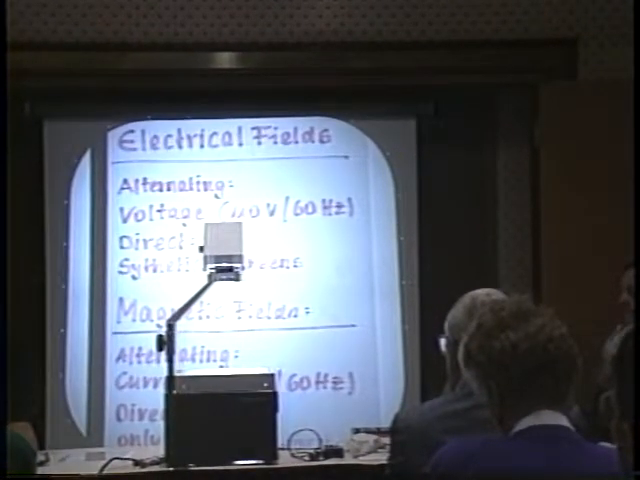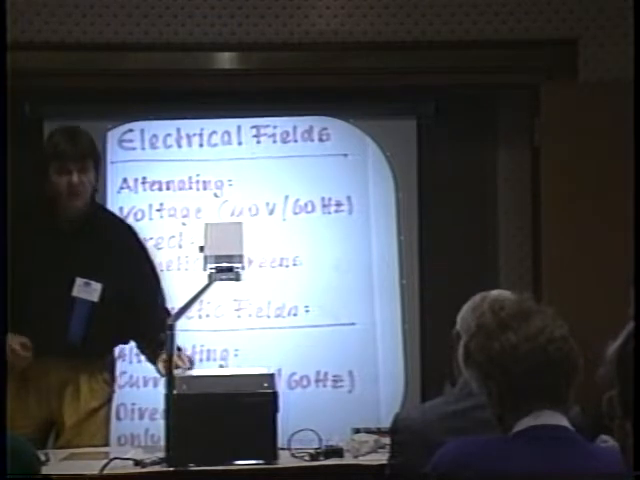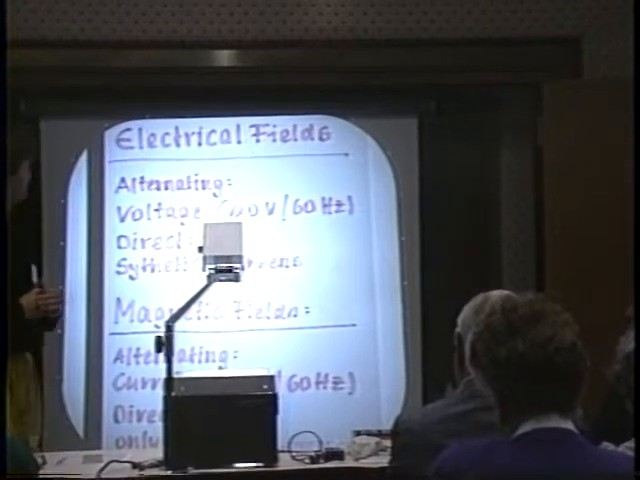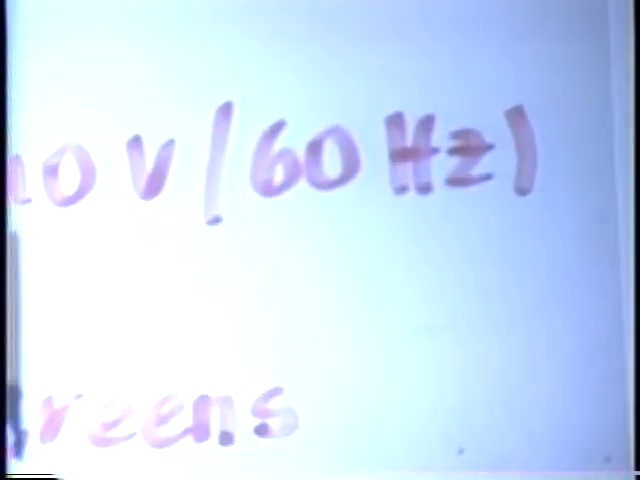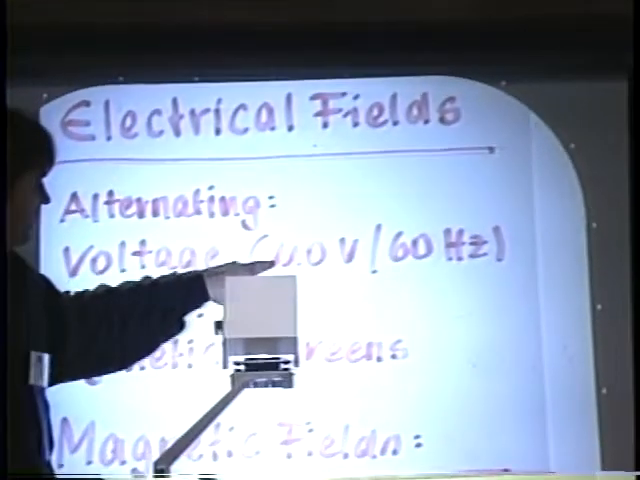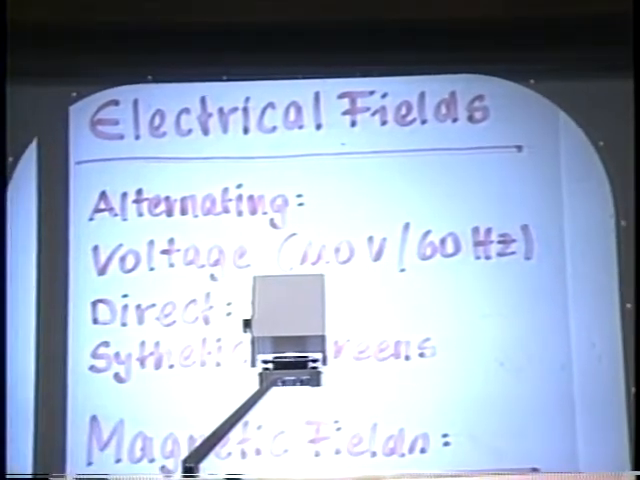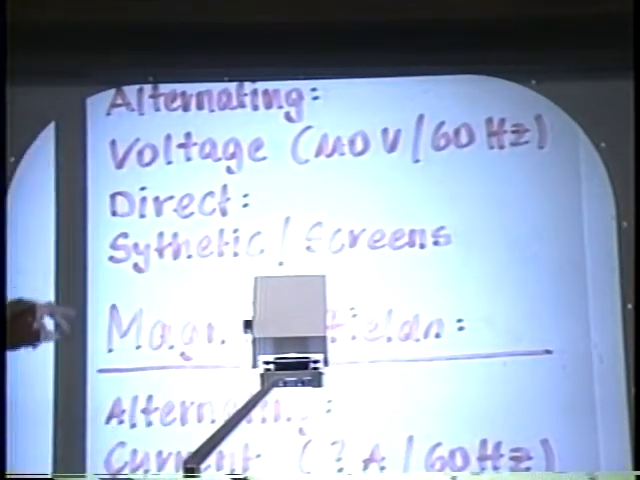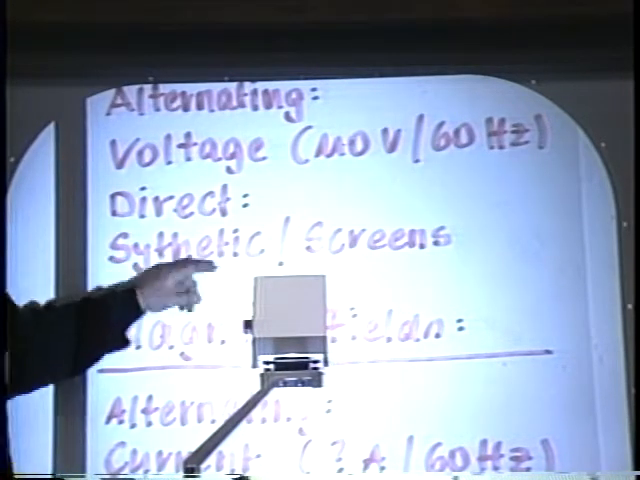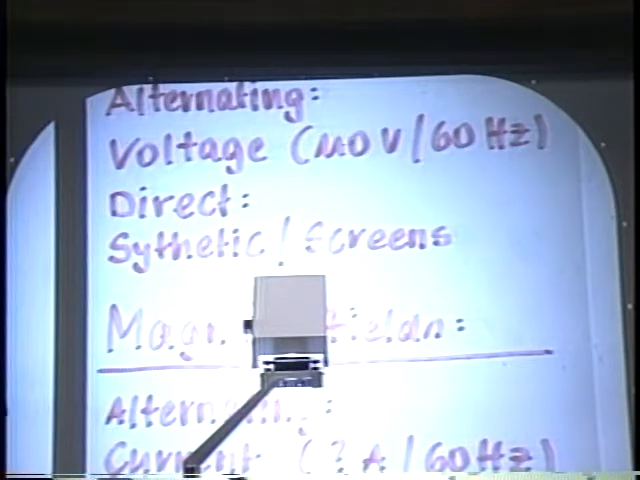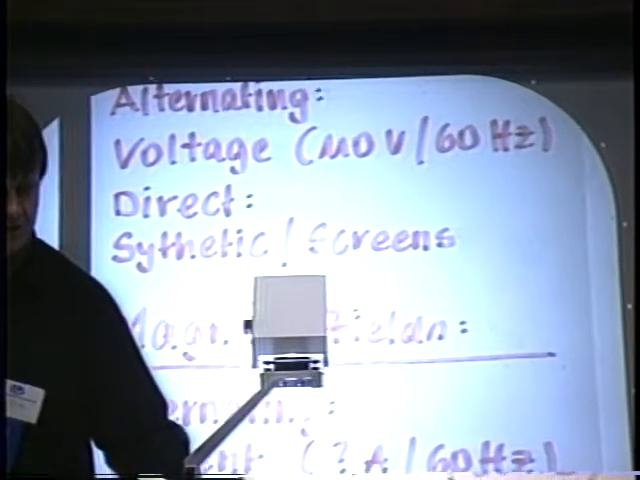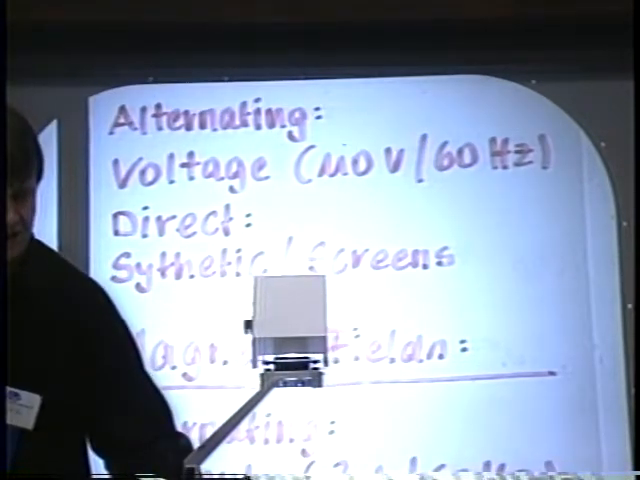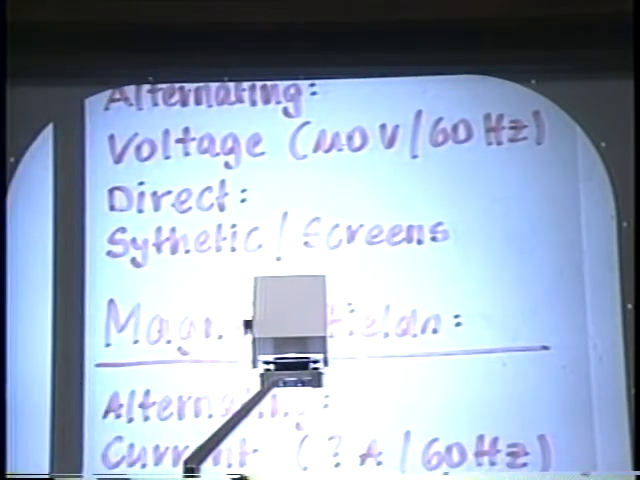The electrical fields. First there are, like you heard in the lecture, the alternating electrical fields from voltage. This is the German one, it should be like that. This is 110 volts and 60 hertz in America. And the direct electrical fields, which only come from synthetics and screens. This means TV and computers. So alternating: the electrical installation, voltage in your house; and direct electrical fields: synthetics and screens.